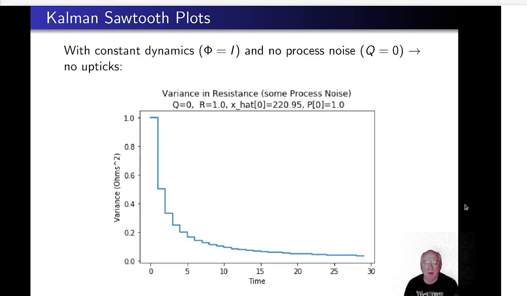Now the sawtooth plot is really just a stair step because there's no process noise and there's no dynamics. It's just constant dynamics. So there's no growth in uncertainty with the passing of time. But there is reduction in uncertainty as we take more and more samples, and so you'll see a stair step like this.